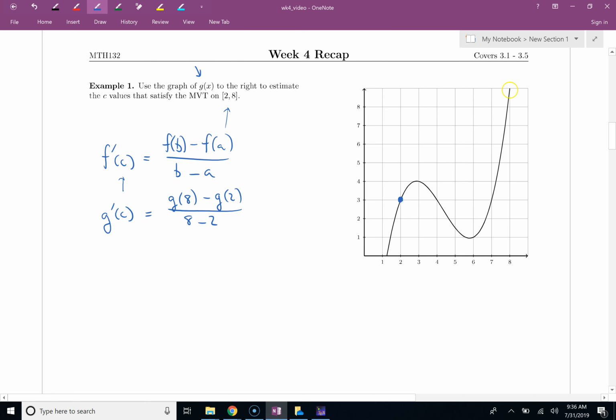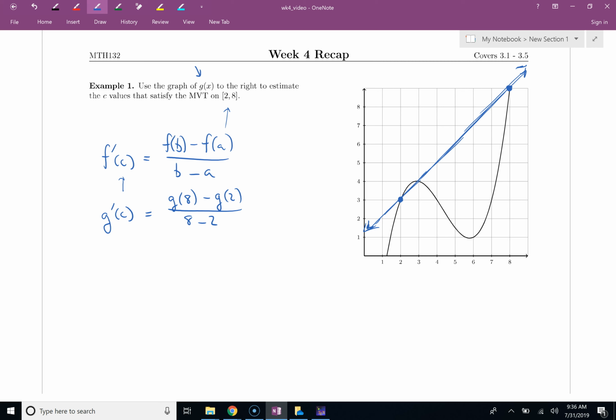And at 8, we're talking about this point right here. And so let me go ahead and draw the secant line between these 2 points. I'm going to do my best to draw a relatively straight line, but it may be off. So something like this. So there is my secant line. And again, what the mean value theorem says is that there's some place where the slope of the tangent line is the same as the slope of the secant line.